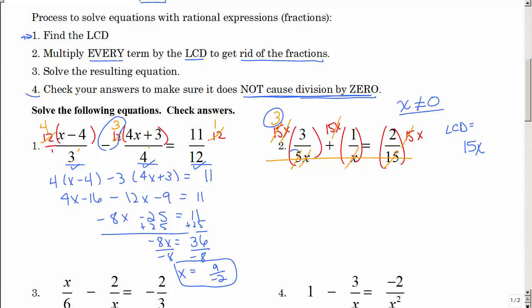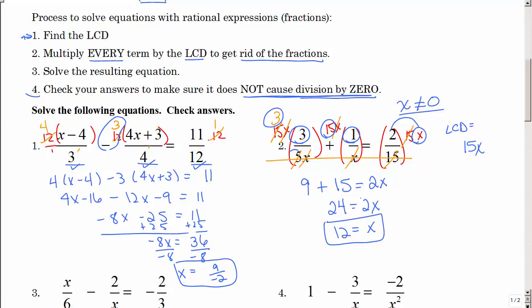Let's be careful. I have a 3 times 3, which is 9. I have 15 times 1. And here, don't leave out that x. Collecting like terms and dividing by 2. That's it. So how do we check?